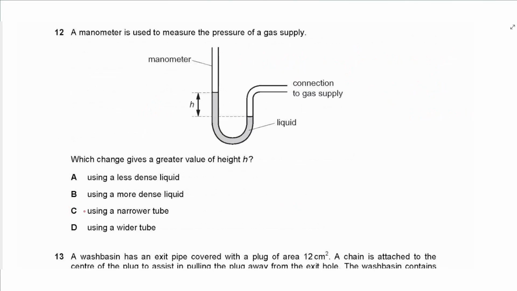Question 12 is about manometers, so you can skip this question for the new syllabus. It says a manometer is used to measure the pressure of a gas supply. Which change gives a greater value of H? If we have the same pressure and it is calculated as rho g h, if we need to increase h, we need to increase the pressure or decrease the value of the density of the liquid, and the gravity cannot be changed. So either increase pressure or use liquid with lower density. Using a less dense liquid, yes. Using a more dense liquid, no. Narrower tube will not affect the result. Wider tube again will not affect the result, so we choose A.